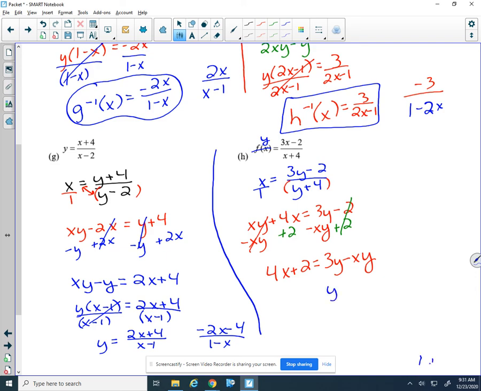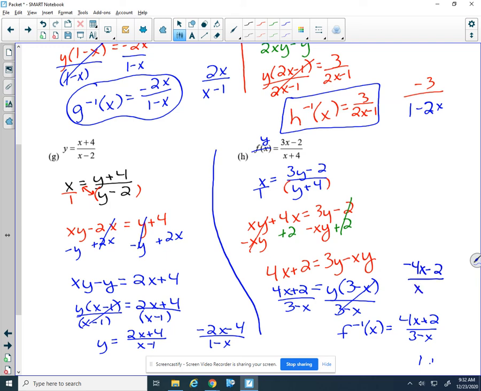Factor out my y, and divide by 3 minus x. So looking back, I have f of x, so this function is going to be called f inverse of x, and that is 4x plus 2 over 3 minus x. And if I'd written it the other way, I'm just going to write that up here, it would be negative 4x minus 2 over x minus 3.